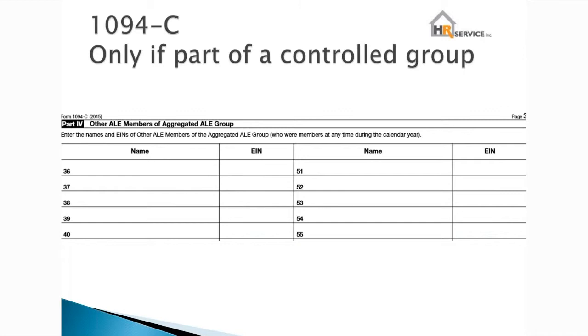If you're part of a controlled group, in the aggregated applicable large employer section, Part 4, enter the information about your sibling organizations here. Otherwise, you'll just leave this blank. You include up to 30 organizations. If you have more than 30, use the highest average monthly employee count for those, pulling out the top 30.